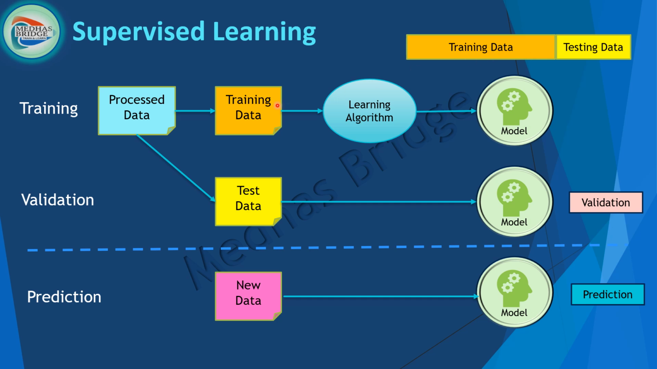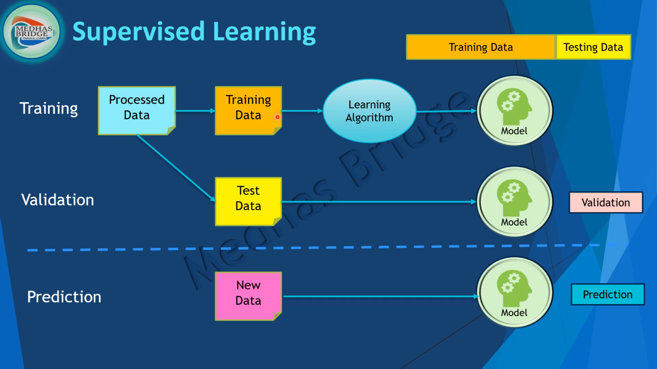So let's take the training data and testing data and then do this process. We have training, which means train the model, validate the model, and predict using that trained model. These are the 3 phases that you can see in supervised learning.